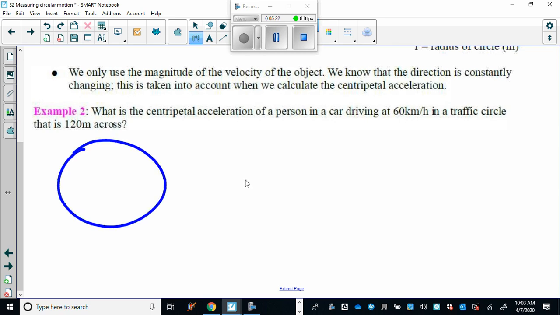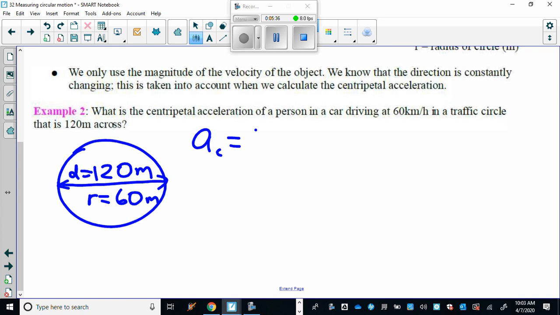So 120 meters across. If it's 120 meters across, then that's its diameter, and therefore the radius equals 60 meters. Centripetal acceleration equals the velocity squared divided by the radius. The velocity given to us in kilometers per hour, we need to convert to meters per second.